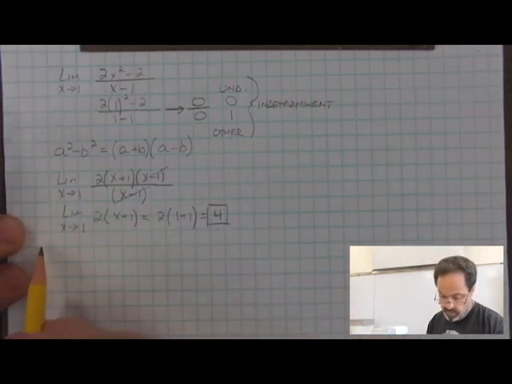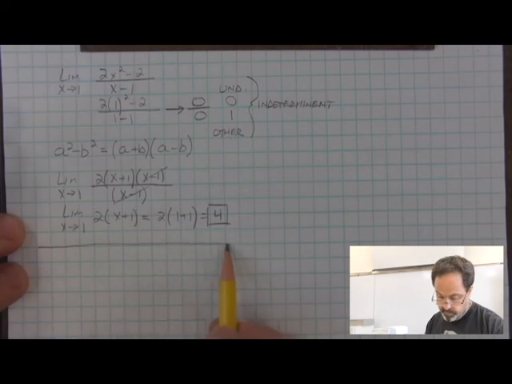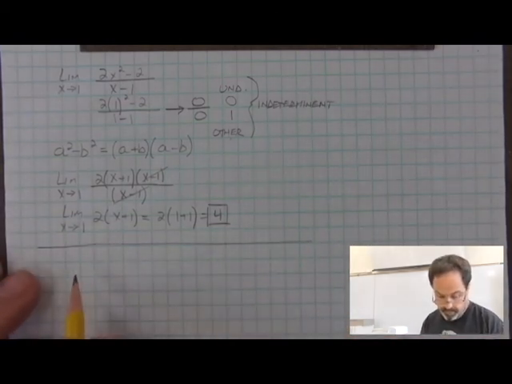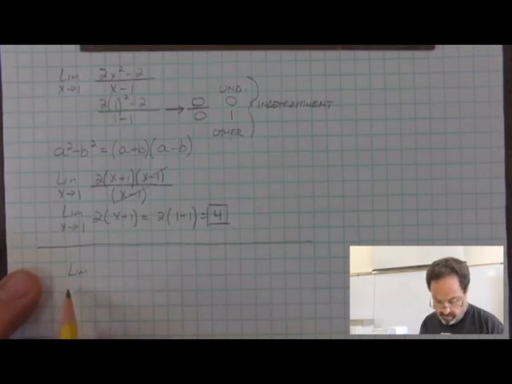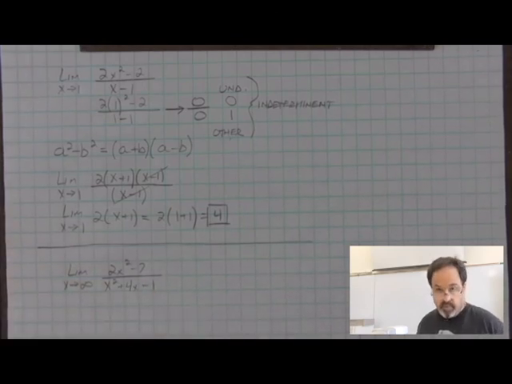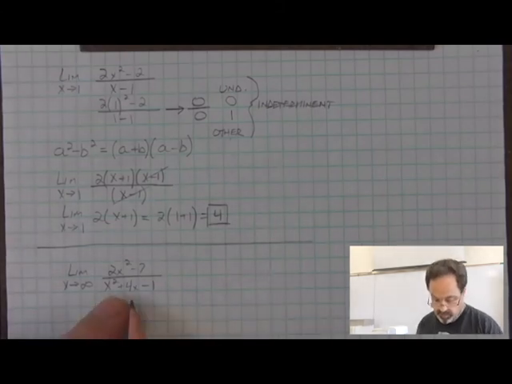I'm going to do another example problem. This time we're going to take the limit as x approaches infinity of 2x squared minus 7 all over x squared plus 4x minus 1. So the limit is not a finite limit, it's an infinite limit. And the expression that we have is a little bit different.